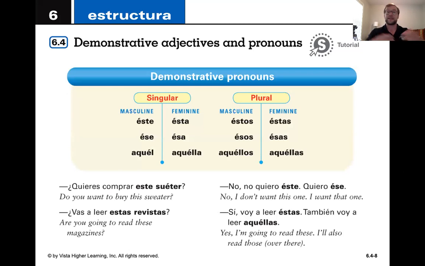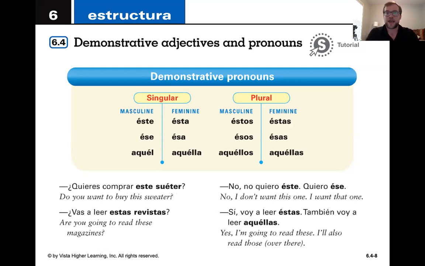So let's look at these. They're the exact same as our demonstrative adjectives, except they carry that accent and they stand alone. Let's look at some examples. ¿Quieres comprar este suéter? No, no quiero este. No, I don't want this one. I want that one. Although in English we have to say that one, or this one over there, you do not have to do that in Spanish. The pronoun contains that one.